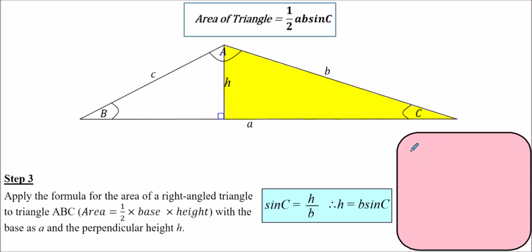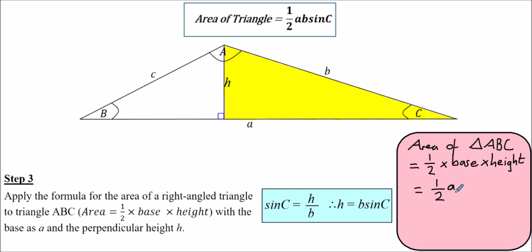So the area of the triangle ABC. Just to start from the basics, first principles, it's going to be half times base times height. So, in our case, it's going to be half multiplied by the base, which is A, multiplied by the height, which we just called H here.